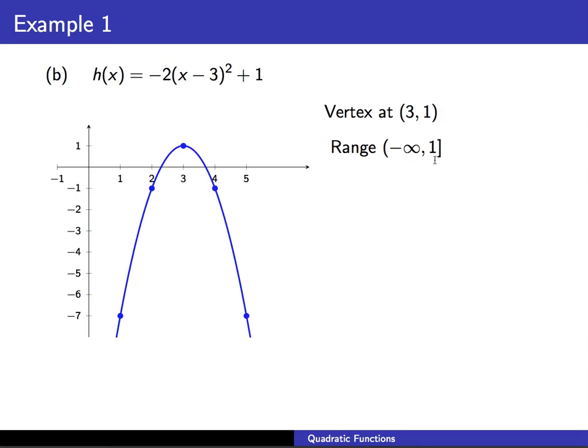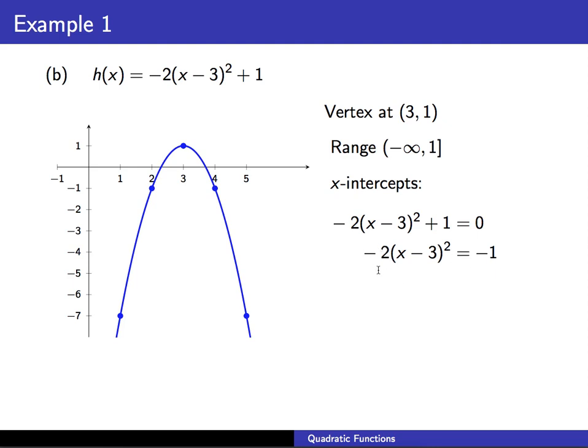So y is less than or equal to 1, in interval notation, parenthesis negative infinity, comma 1 with a bracket afterwards. So every y coordinate on this graph is 1 or lower. Our x-intercepts, we're going to set this equal to 0 and solve. So first up, let's subtract 1 from both sides. We get negative 2 times (x minus 3) squared equals negative 1.